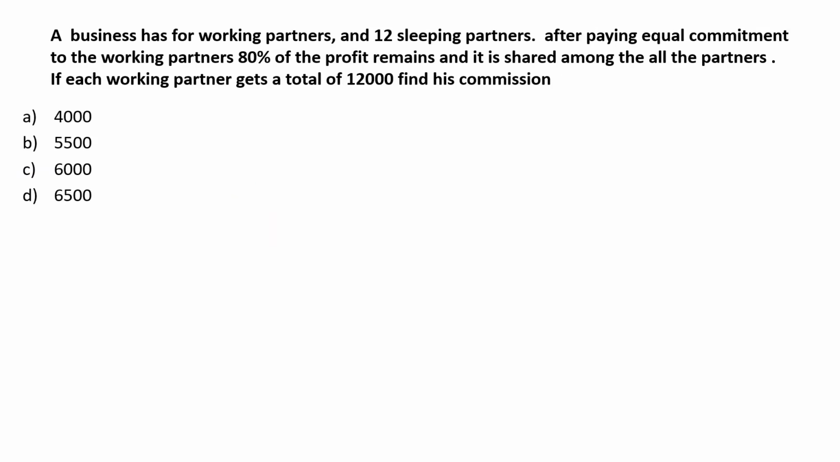Next one. A business has 4 working partners and 12 sleeping partners. After paying equal commission to the working partners, 80% of the profit remains and it is shared among all the partners. If each working partner gets a total of 12,000, find his commission.